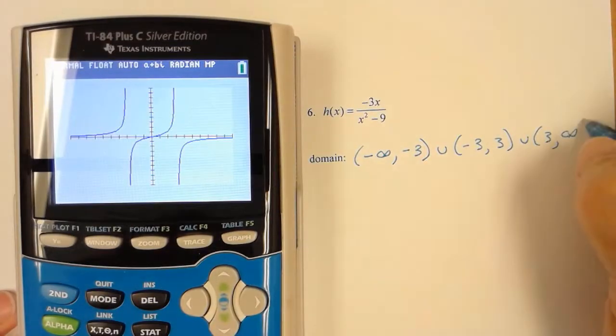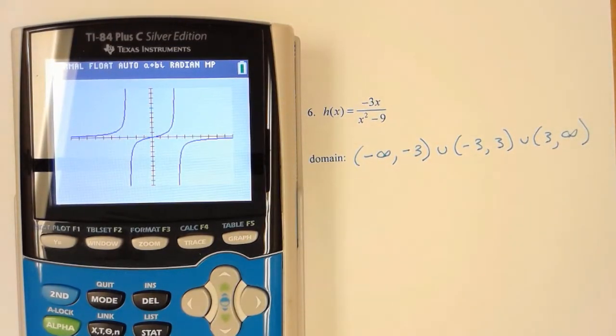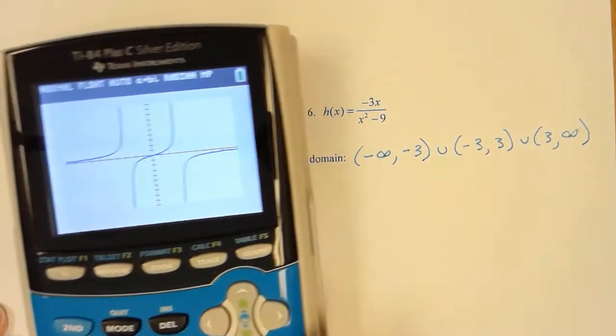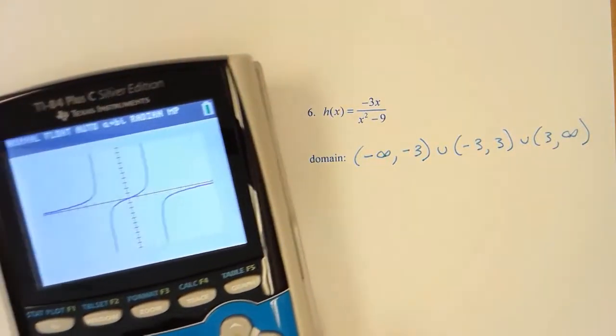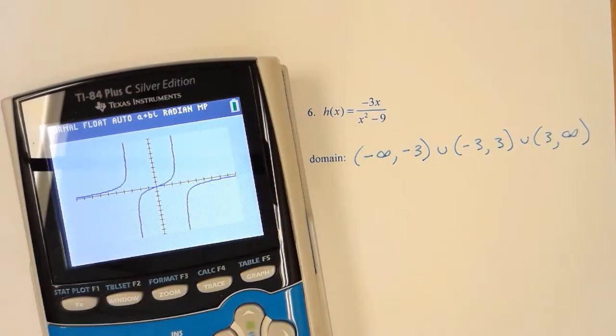Going off my page. So that's it for domain and range. Remember to scan, and if you have to get a paper clip or use your pencil, it works as well.